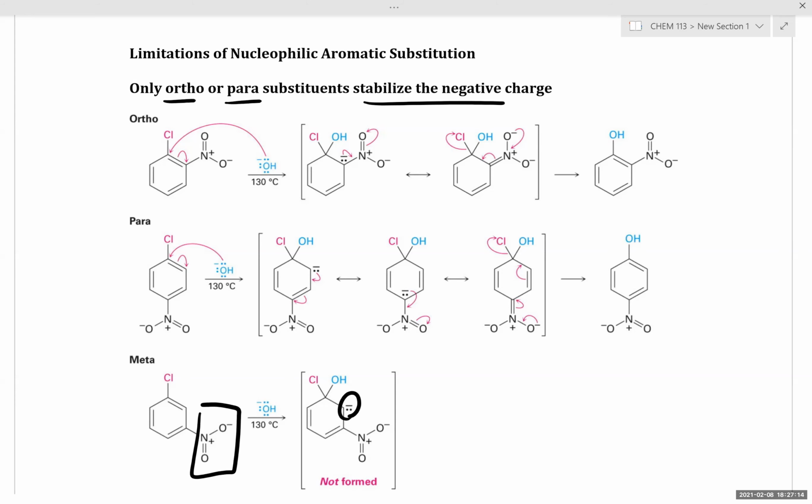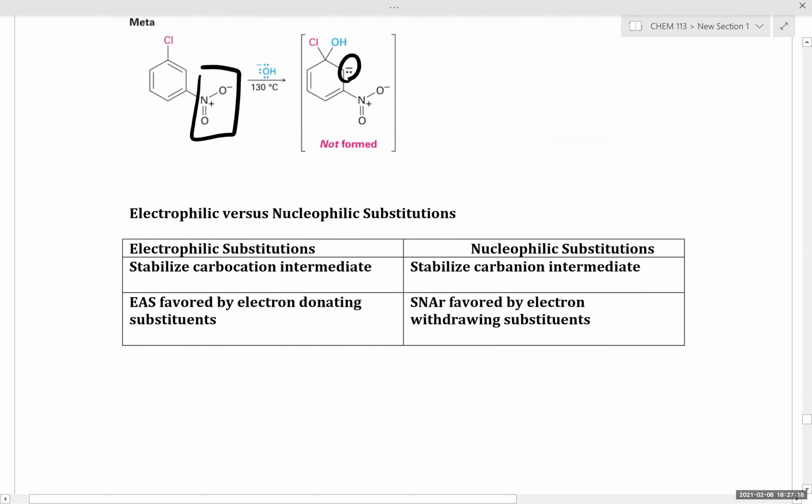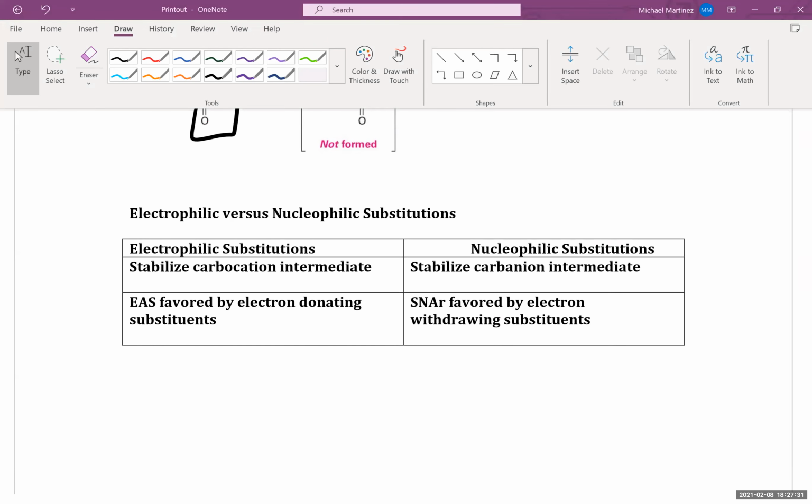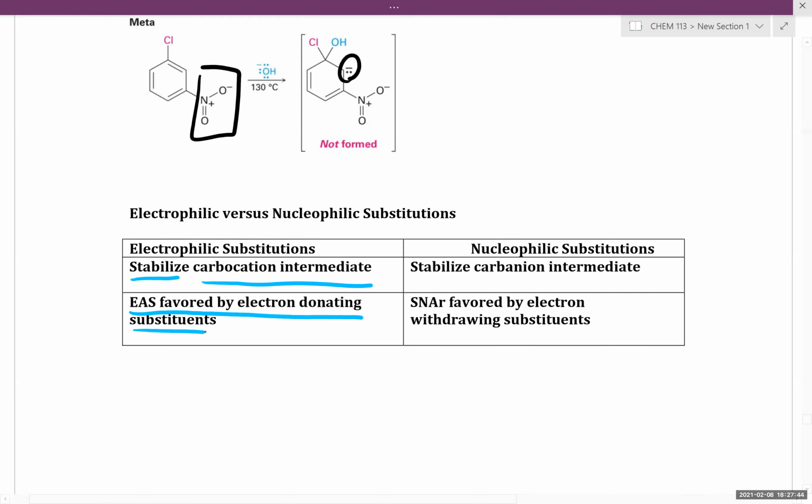Okay, so let's keep going then. If you're trying to determine the mechanism of a reaction, the conditions that activate your substrate for electrophilic substitution are fundamentally different than nucleophilic substitution. So under electrophilic substitution conditions, you generally have a stabilized carbocation intermediate, and electrophilic aromatic substitution is favored by electron donating substituents.